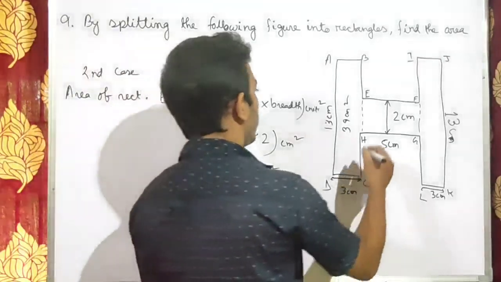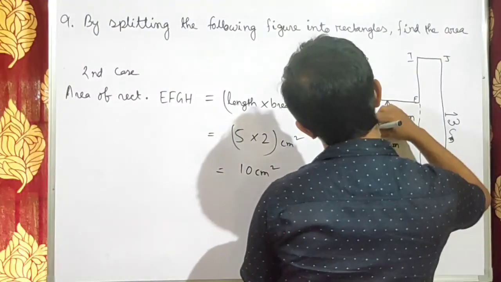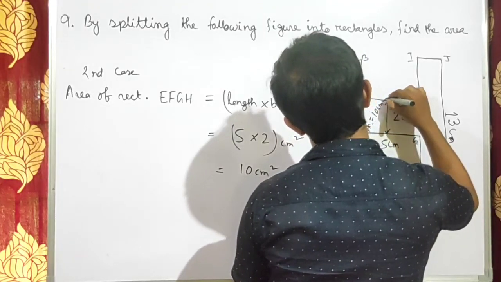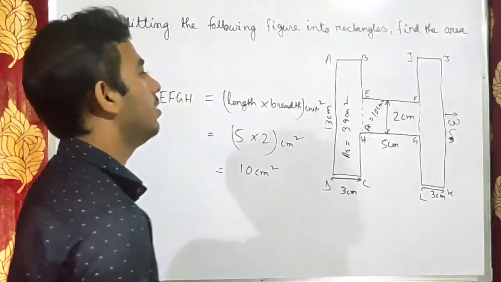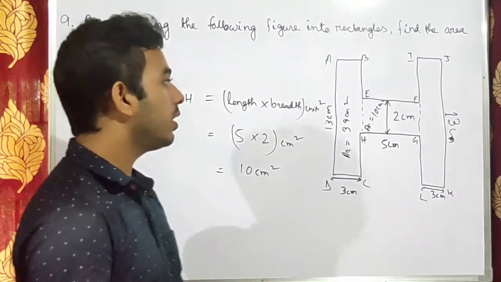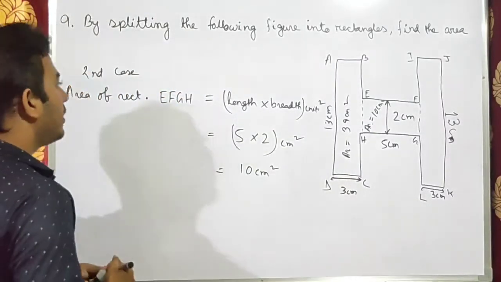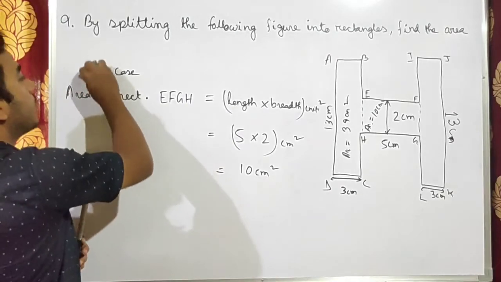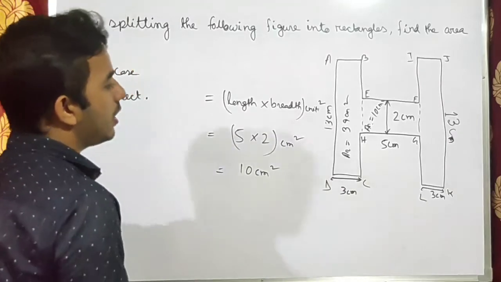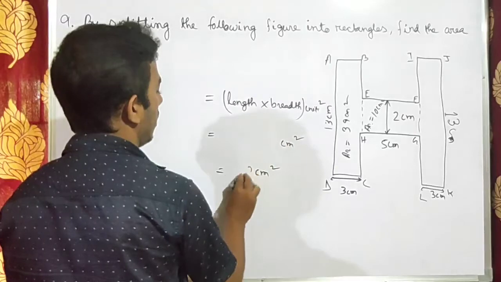So now we will also write it here. Its area is, okay, let's write area equals, then area equals what? 10 centimeter square. I hope you are getting it right. Okay, we have to split the figures into rectangles. Then the third one is what? The name of the third rectangle is IJKL, isn't it? Okay, IJKL.